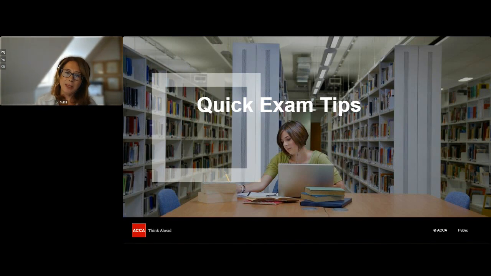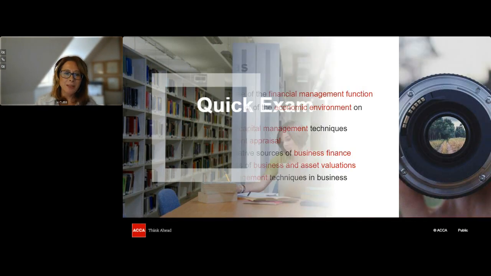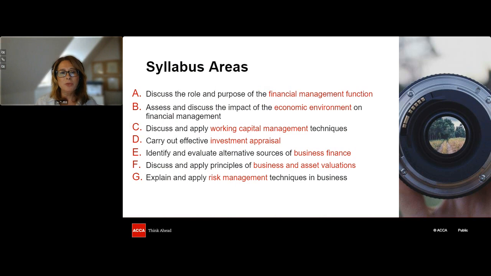Now I'm going to go on to my quick exam tips. So first of all, I've just seen a quick Q&A question actually on this, and this is what I wanted to make sure everybody understands. There's 7 parts of this syllabus, okay? And not all of the syllabus is tested in all of the exam, all right? So let's have a look at what is tested in certain areas or tends to be tested more.